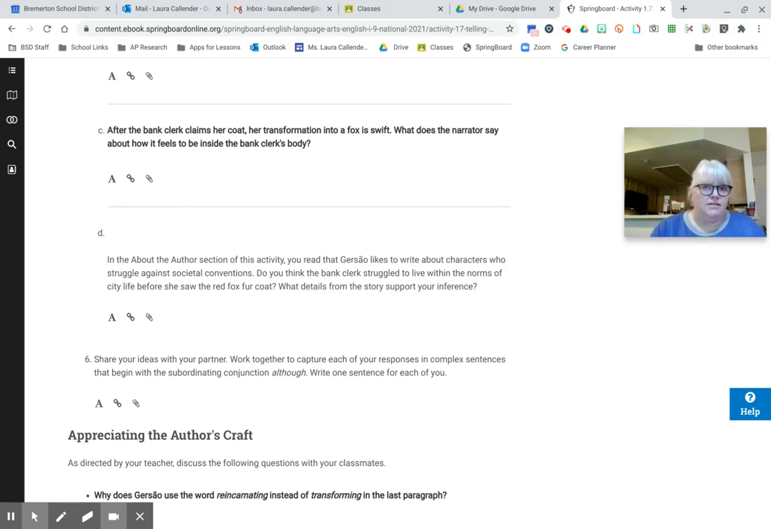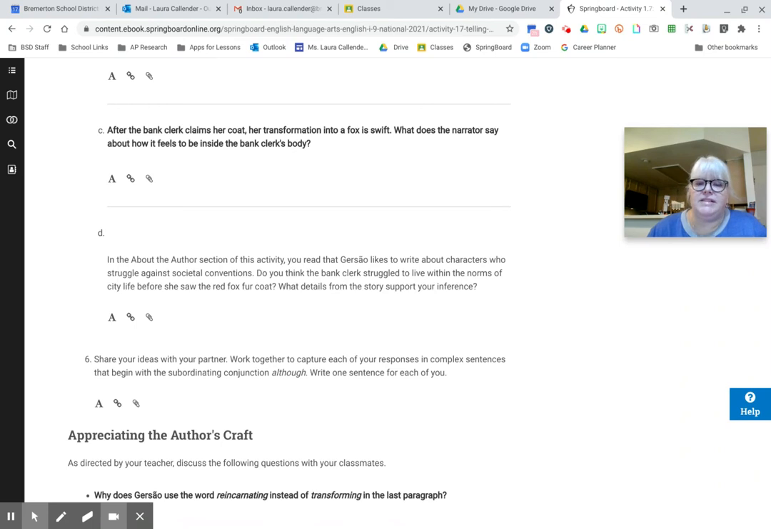So this question asks you if you think the bank clerk is one of Gersal's characters that is struggling with societal conventions. Do you think she's struggling while she's the bank clerk to live within the norms of society in the city? Or do you think that she was just fine before she saw the red fur coat? Okay. And then what details from the story lead you to that conclusion or support your conclusion?